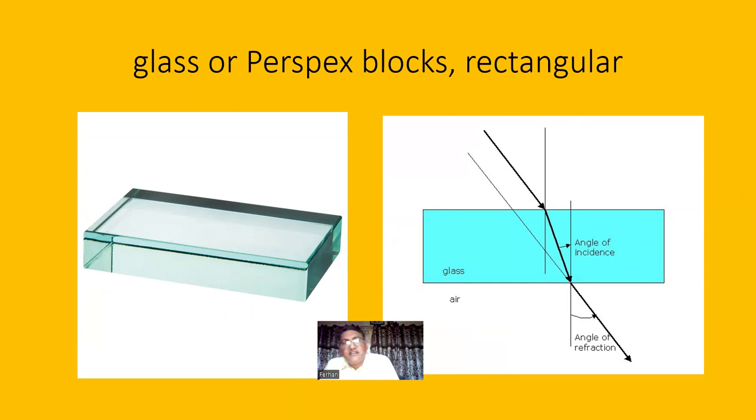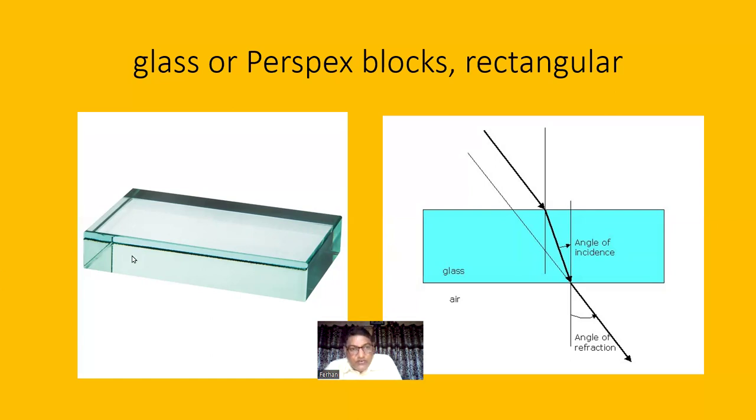Perspex is a type of glass. So these are the rectangular glass blocks, and you have seen them when you have studied or performed the experiments of refraction of light. There, in your textbook, you have seen these rectangular glass blocks.